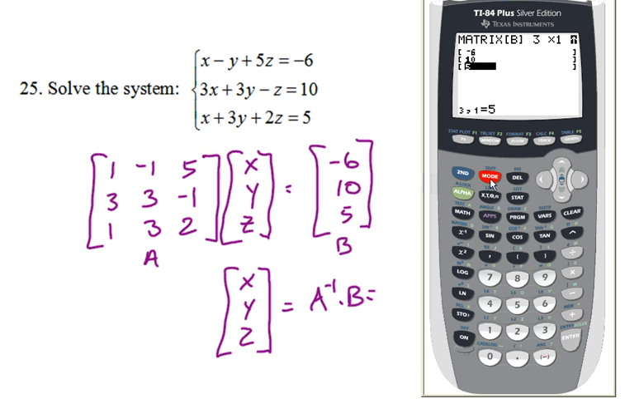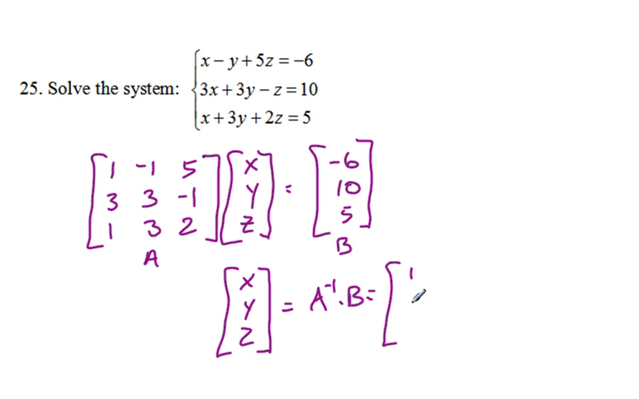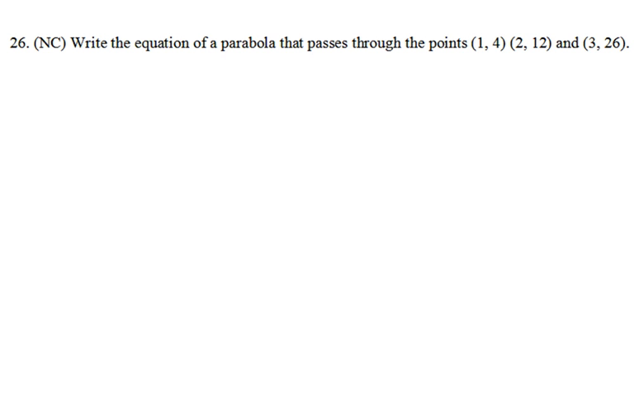I hit second quit, and then I can go to second matrix. I choose A. I choose this x to the -1, which will give me the inverse, and then I hit second matrix and go down to B. And there's my answer, 1, 2, -1. And I have solved my system, 1, 2, -1, which means that x equals 1, y equals 2, and z equals -1. Now in our next problem, this is actually the same sort of thing, but A, we're not allowed a calculator, and B, it's set in the context of a parabola.